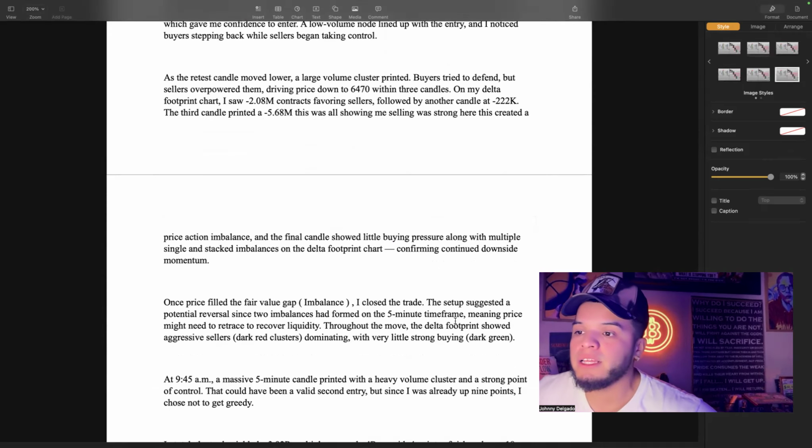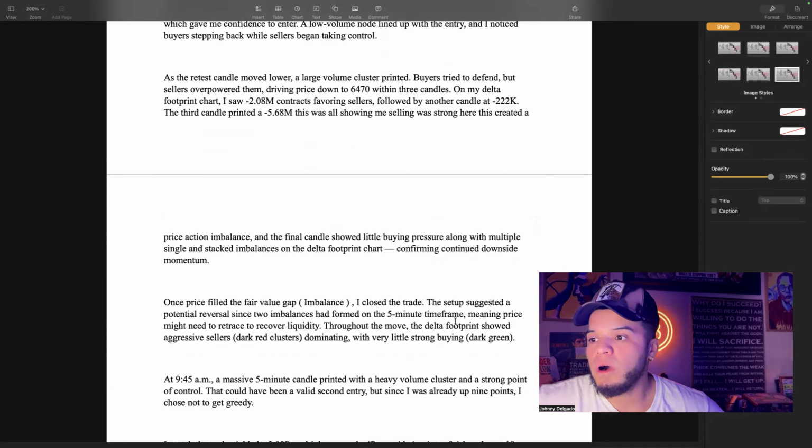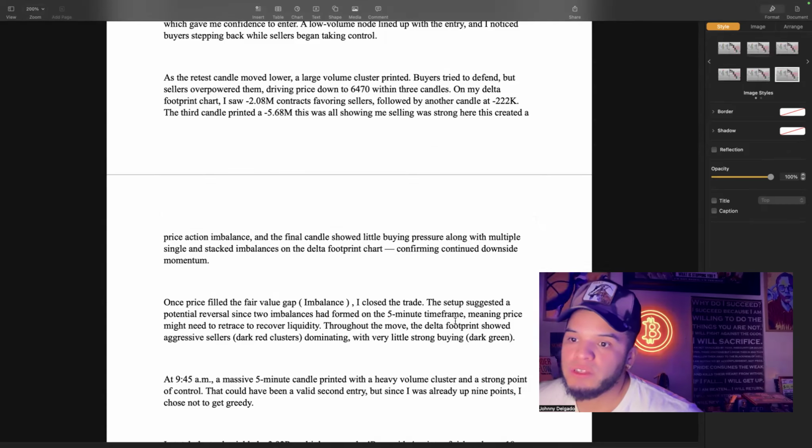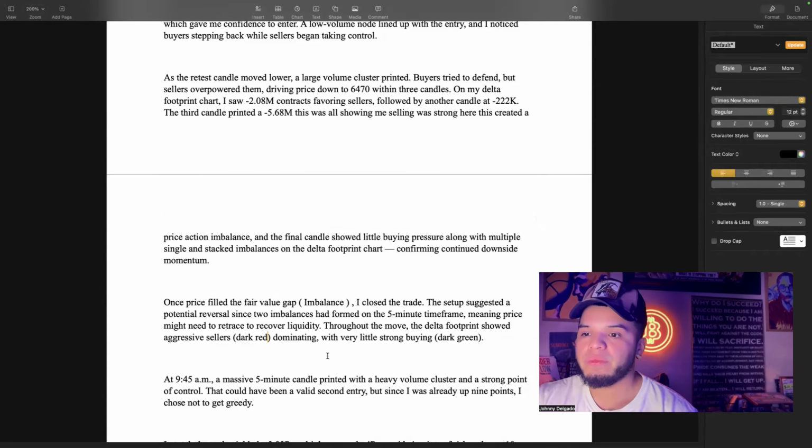It closed it automatically. This setup suggested a potential reversal since 2 imbalances were formed in the 5-minute time frame, meaning price might retrace to recover liquidity. Throughout the move, the Delta footprint chart showed me aggressive sellers, dark red clusters, dominating with very little strong buyers, which was dark green, which is not clusters, it's just dark green.